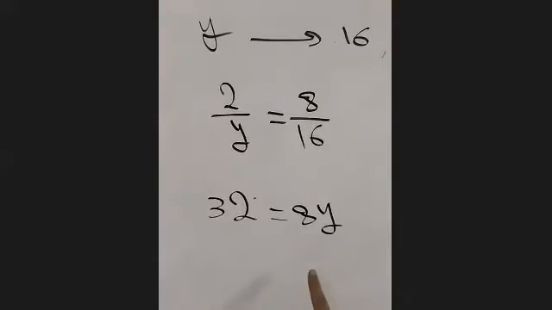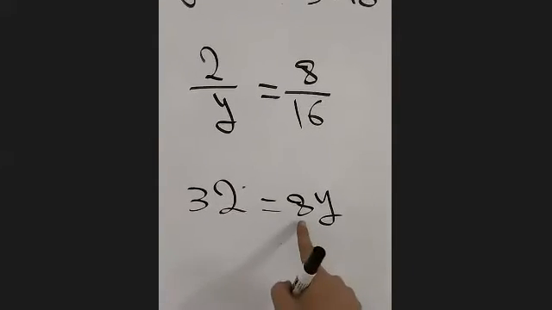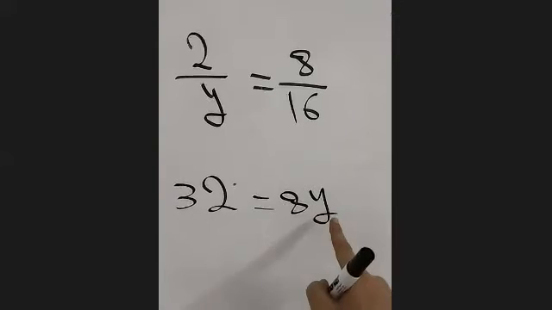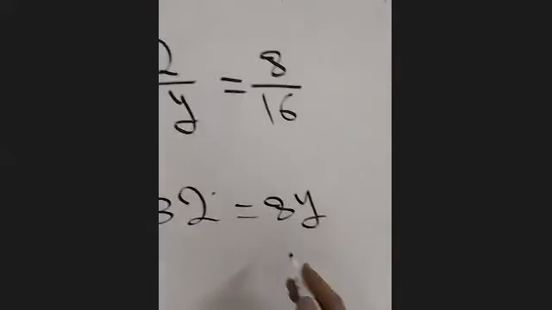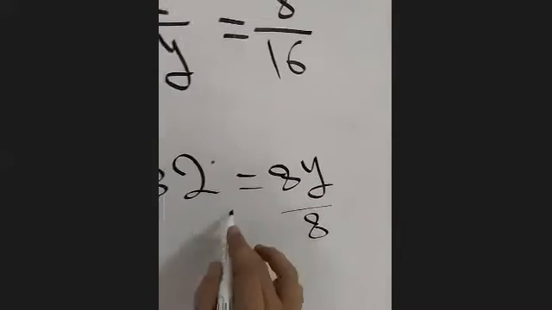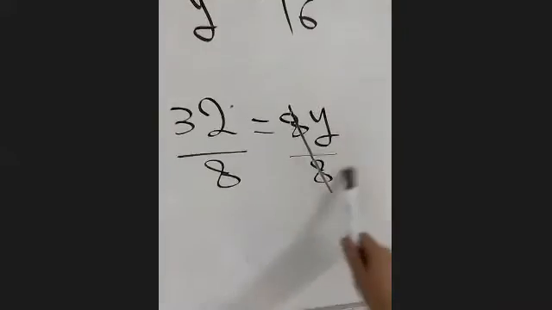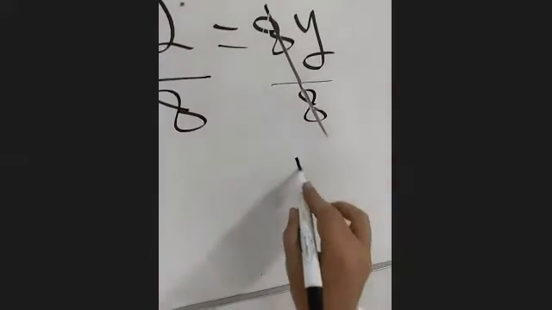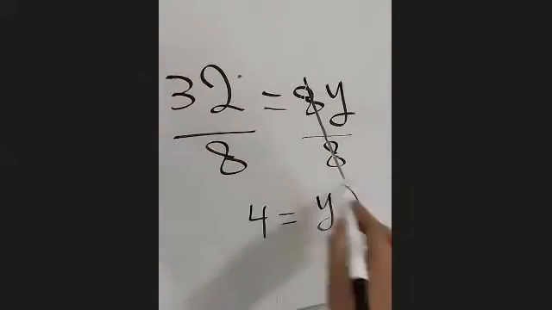Now, I want to find the value of y. I will always divide both sides on the number which is beside the variable. Here, the number beside it is 8. So I will divide on 8 both sides. Cross the 8s. What we have here is still y. And the equals comes down. 32 divided by 8 is 4.